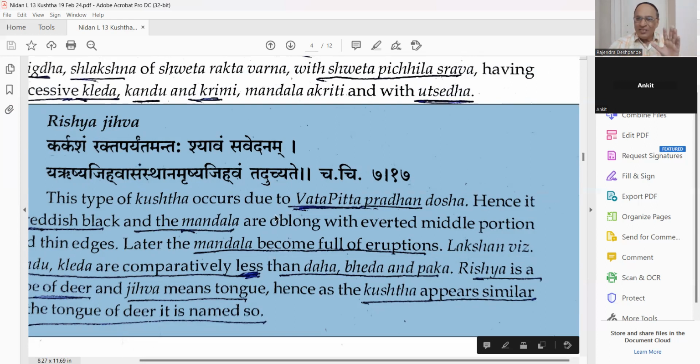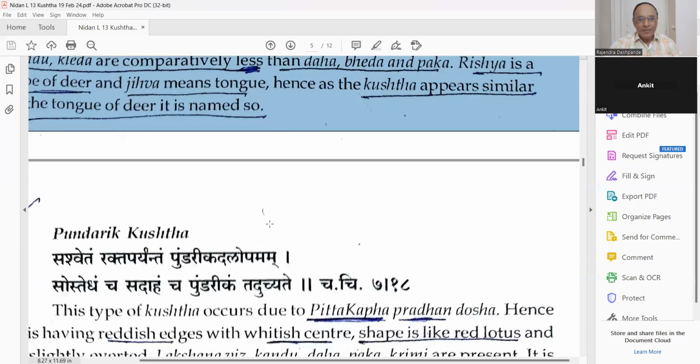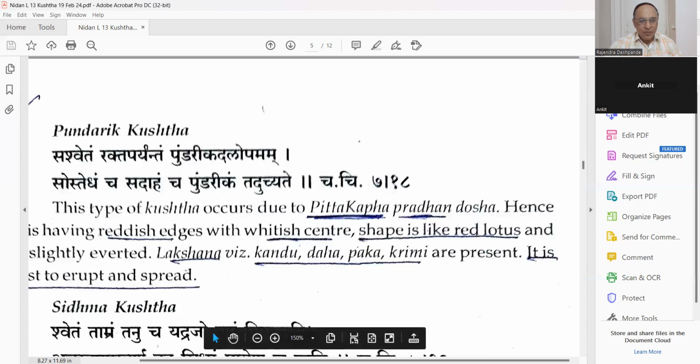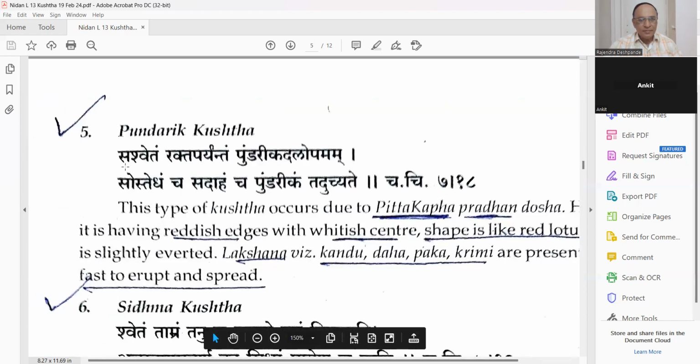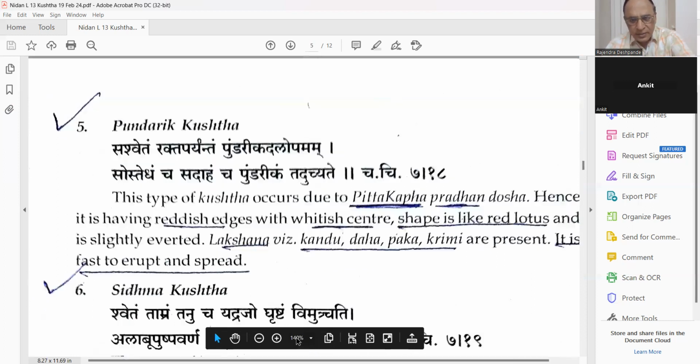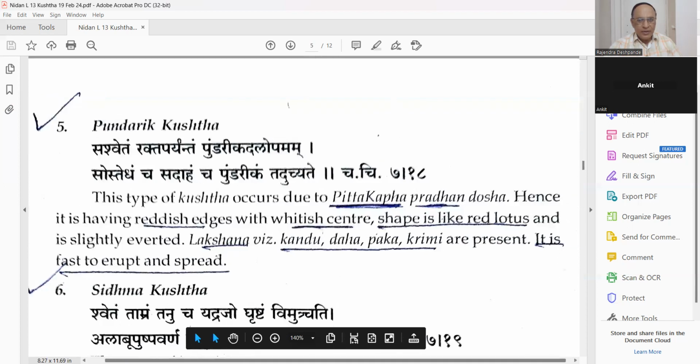So it is very interesting to note this point. Now we will go next for the types of Mahakushtha. That is the fifth point. I will make it a little bit smaller. Okay, here, can you see? I'm trying to adjust the screen.